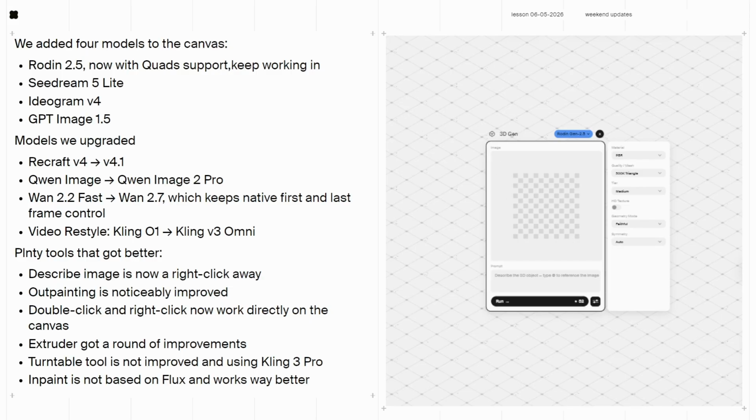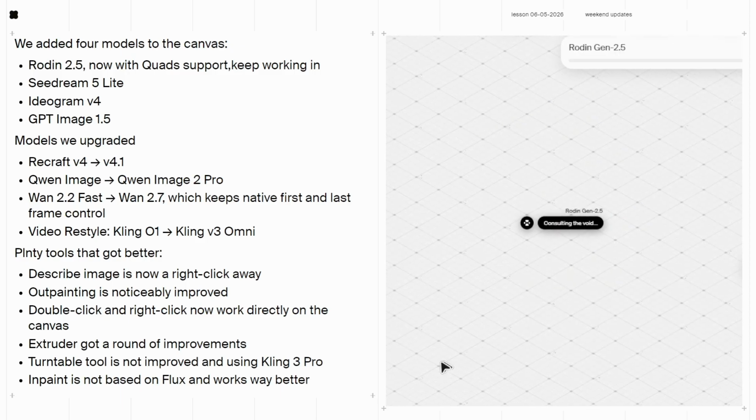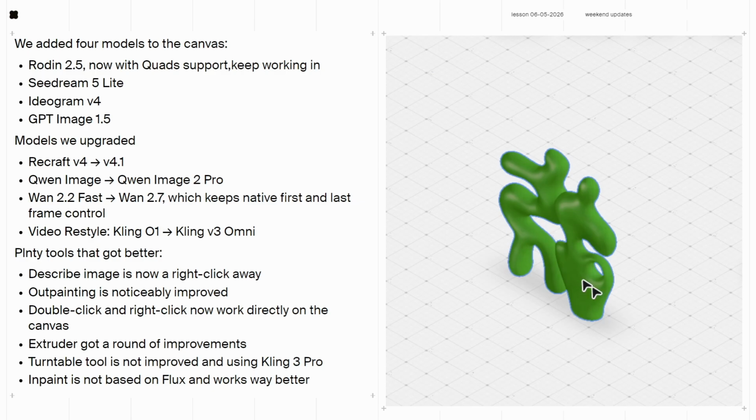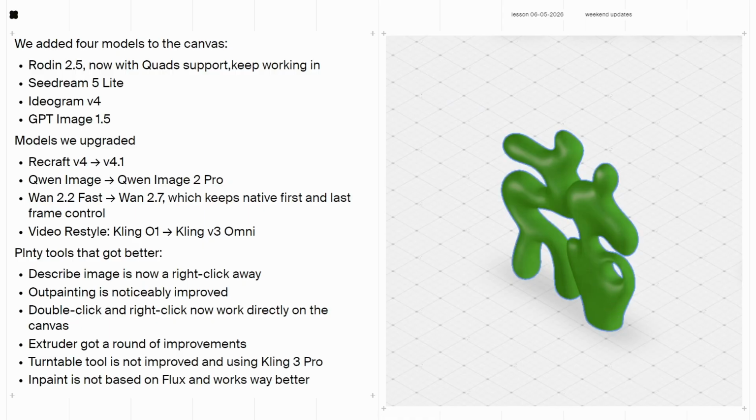Let me quickly drag something here and generate. So I'll just change it from triangles to quads. Say 18K probably would be enough. Yeah, and then just generate. Here we go. And if I look at the topology, you can see that we are getting some really nice quads.